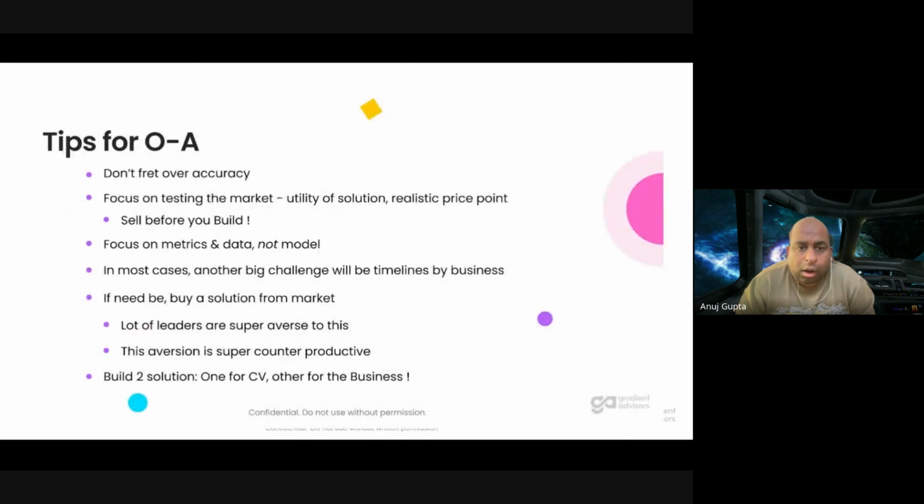So these are my tips for O2A. Don't fret over accuracy upfront. Focus on testing the market, the utility of the solution. What is a realistic price point you can sell this at? Sell before you build. This is much truer for AI as compared to, I would say, traditional software. Your focus in this phase should be on metrics and data, and not the model. And I'll come to the point of data also.